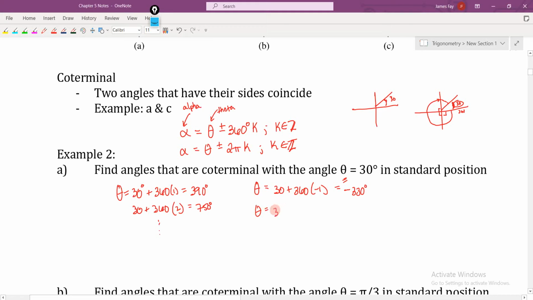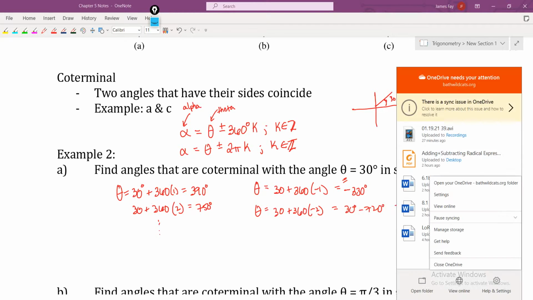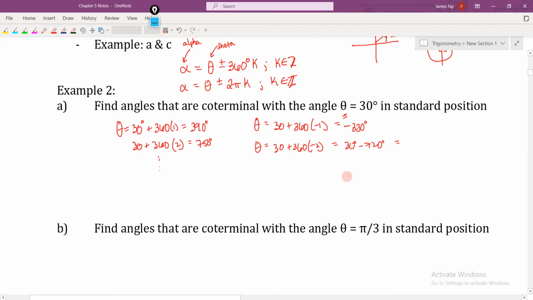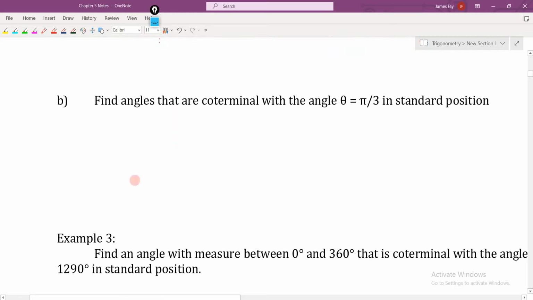We could do 30 plus 360 times negative 2, which again, that turns into essentially 30 minus 720, and that will give me negative 690 degrees. So that's one way of doing coterminal angles, and that's again using degrees. So the next one says, well, let's do it in radians. Well, 360 degrees is equal to 2 pi radians. So it's the same exact approach.